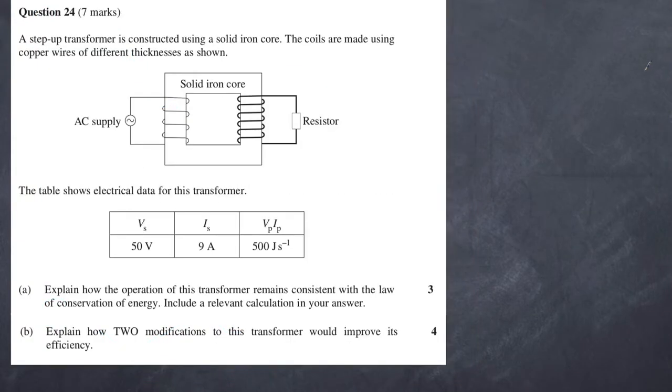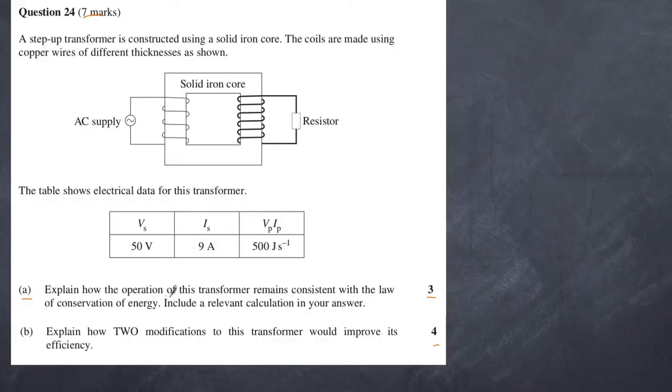We're beyond the multiple choice, and now we're going into the short answer responses. Like all questions being 7 marks, it has 2 parts, and we need to read the question carefully. It says a step-up transformer is constructed using a solid iron core. The coils are made using copper wires of different thicknesses as shown. See that this is definitely different to that side. And then we have a table that shows the electrical data for this transformer. And then we're asked 2 questions.